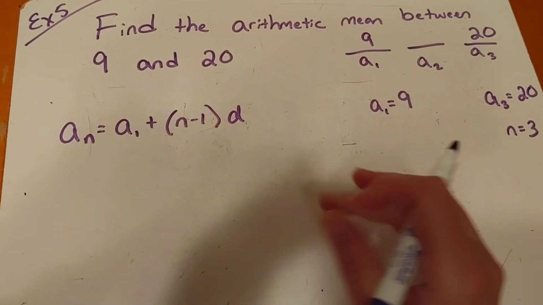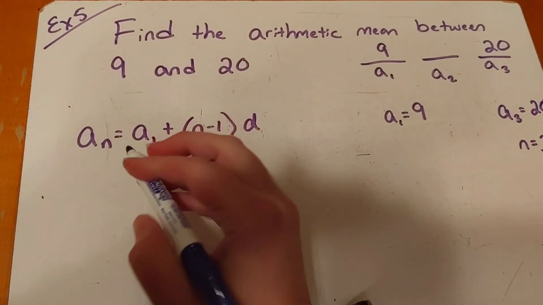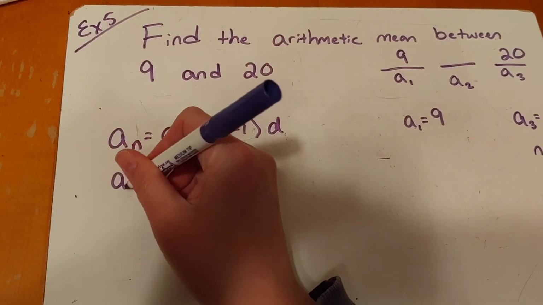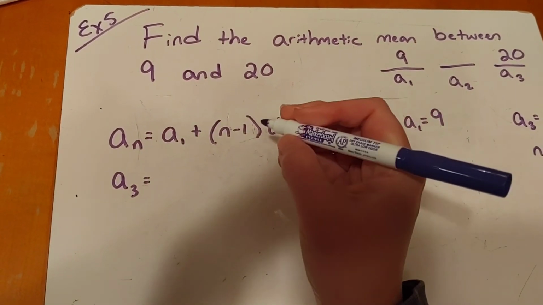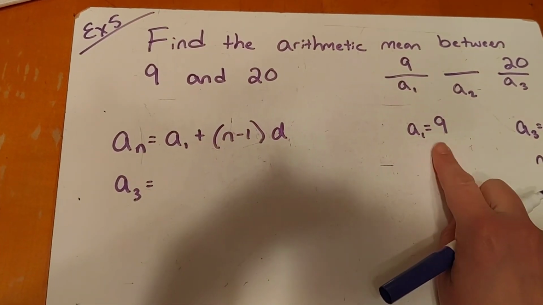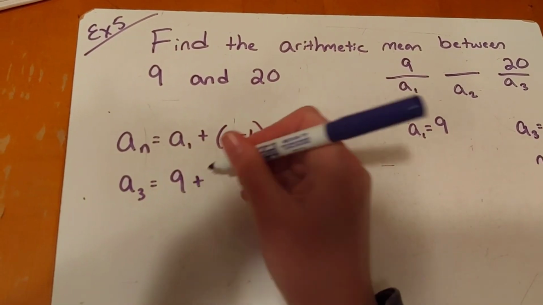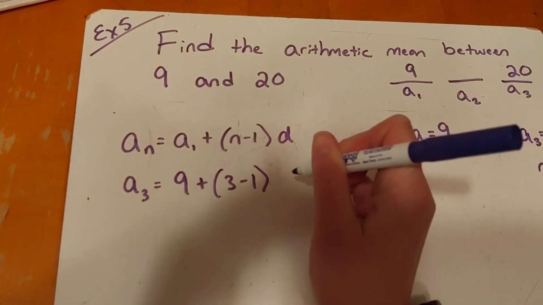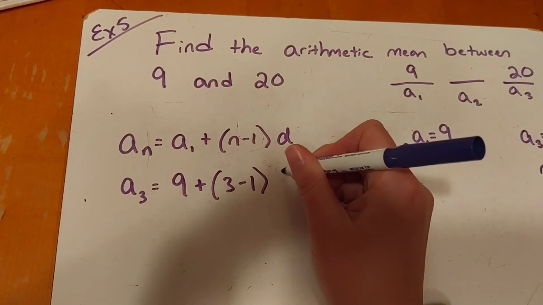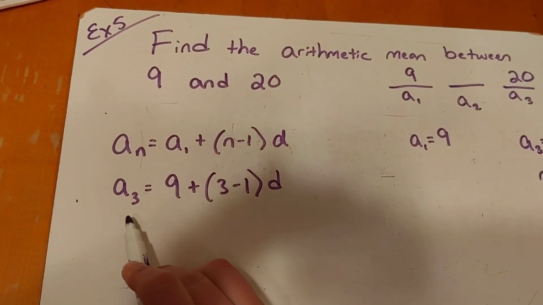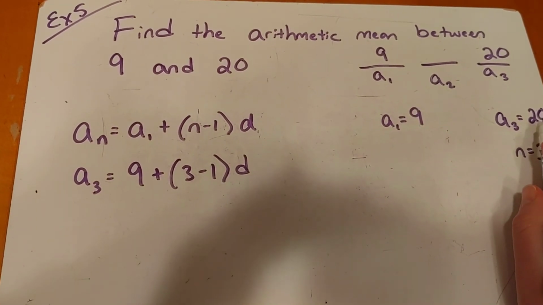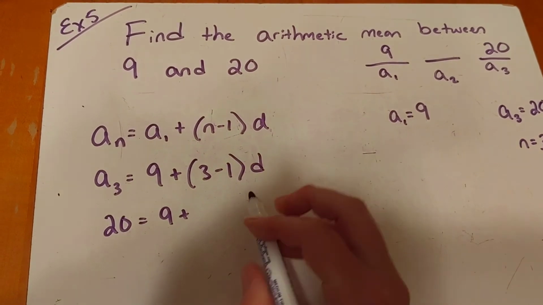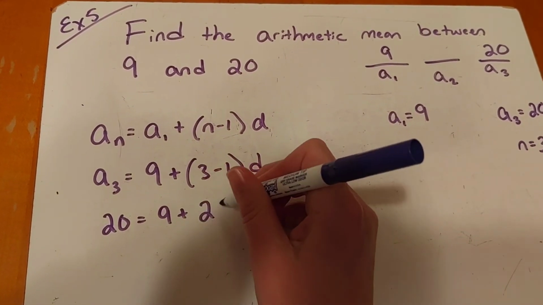All right, let's go for it. We're going to find D just like before. So I'm going to use n as 3 here because I know that third term. So A sub 3 equals A sub 1, 9, plus n, 3, minus 1, times the common difference, which is what I'm looking for. Better keep that. All right, what was A sub 3? 20. All right, so 20 equals 9 plus 3 minus 1 is 2D.